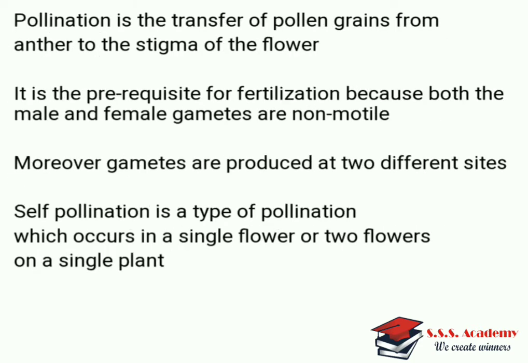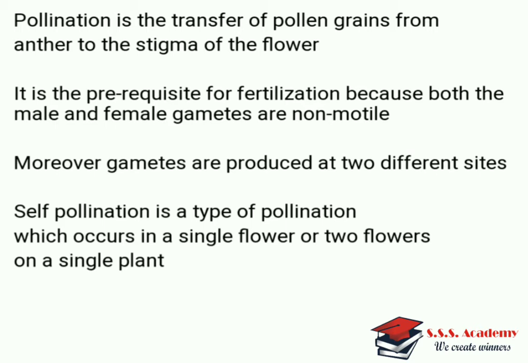Pollination is the transfer of pollen grains from anther to the stigma of a flower. So this is the first point you are supposed to write in pollination. It is a prerequisite for fertilization because both the male and female gametes are non-motile. Moreover, gametes are produced at different sites.